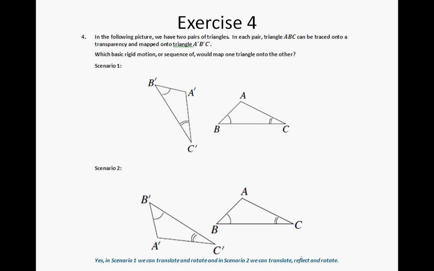All right, for exercise 4, you would have this. Scenario 1, we can translate and rotate, and in scenario 2, we can translate, reflect, and rotate. So again, the order does matter in this case. So what additional information is needed for the translation? Again, you need to create a vector, which is easy once you have 2 points.